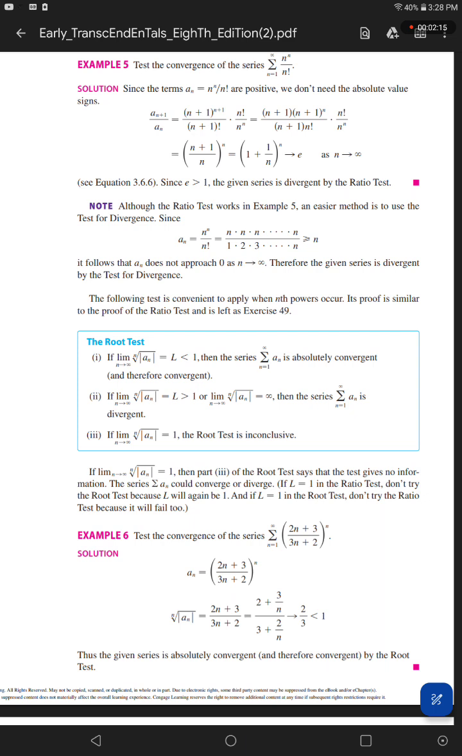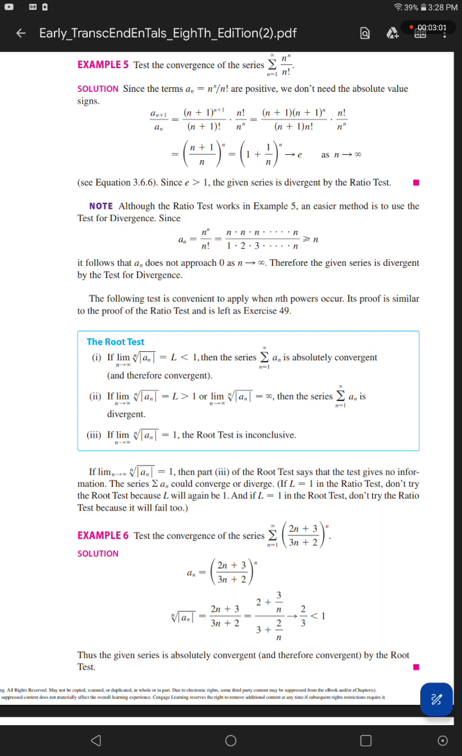Note, although the ratio test works in example 5, an easier method is to use the test for divergence. Since a sub n equals n to the power n over n factorial equals n times n times n and so forth over 1 times 2 times 3 and so forth times n, is greater than or equal to n, it follows that a sub n does not approach 0 as n approaches infinity. Therefore, the given series is divergent by the test for divergence.